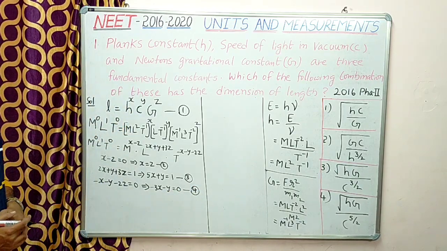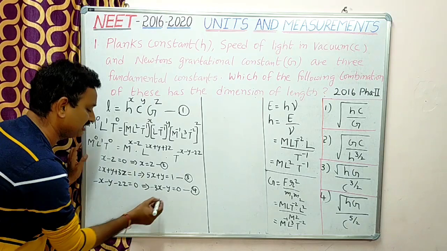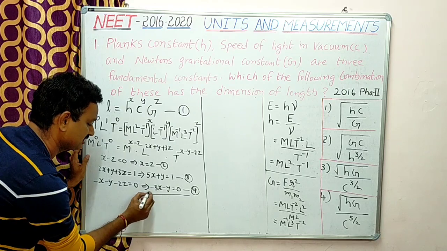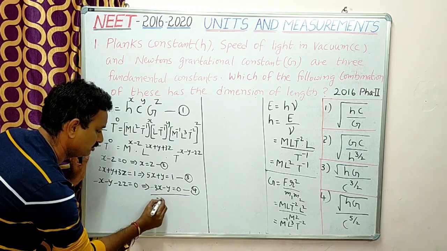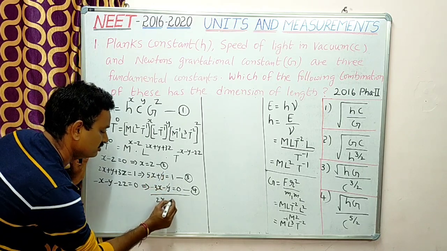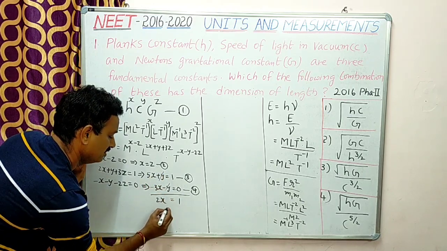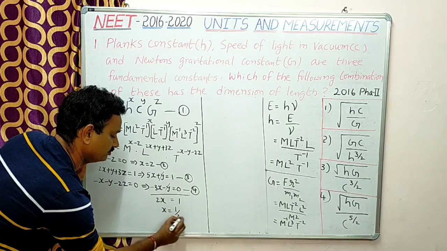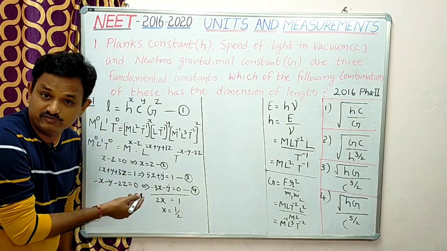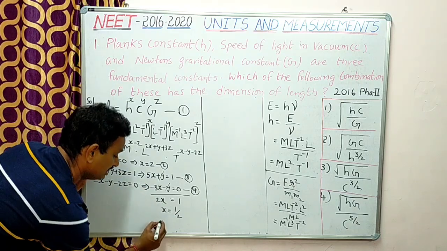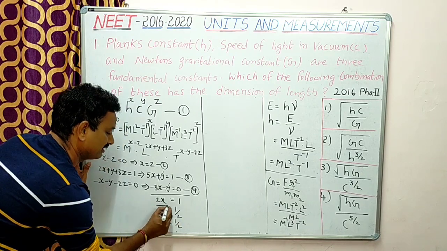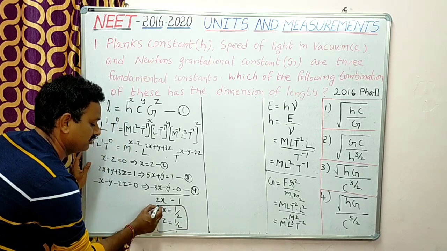Now I will add 3 and 4. If you add 3 and 4, what will you get? You will get 5x minus 3x, which means 2x, and plus y minus y cancel here. So 2x equal to 1. From that x equal to 1 by 2. So x equal to 1 by 2 means x equal to z from equation 2. Therefore z also 1 by 2. So we got x equal to 1 by 2 and z equal to 1 by 2.